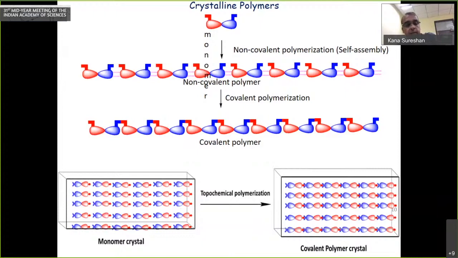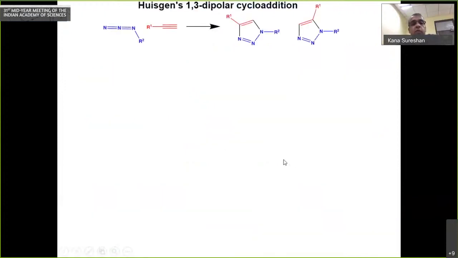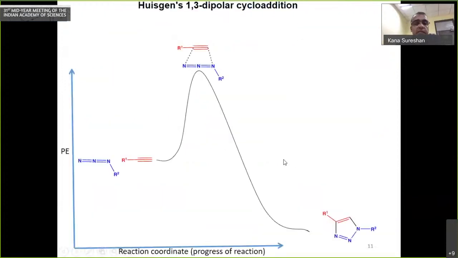Can you go to the next slide, please? So you don't need solvent, you don't need catalyst, you don't need anything. You just make the monomer and crystallize, and sometimes heat, sometimes nothing. So this is the reaction we are interested in, that is the azide alkyne cycloaddition reaction.